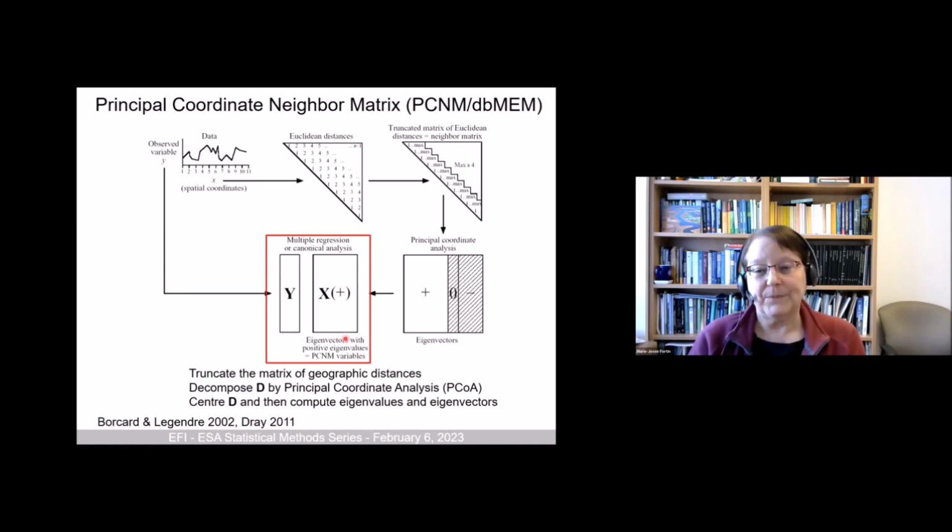So how does it work? I need to spend a little bit of time here because it's important to realize what we want to do. We want to find those large scales and those intermediate scales in the data. To do so, we're going to use what Borcard and Legendre proposed back then in 2002, the principal coordinates of neighbor matrices, PCNM.